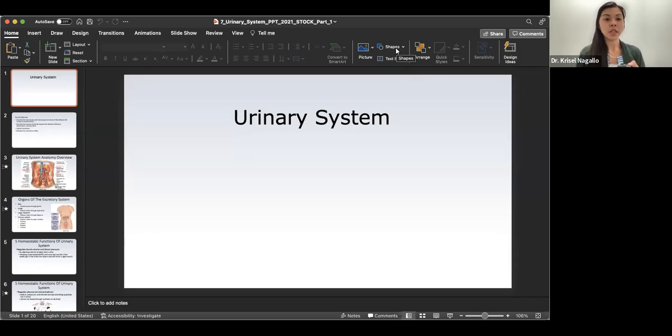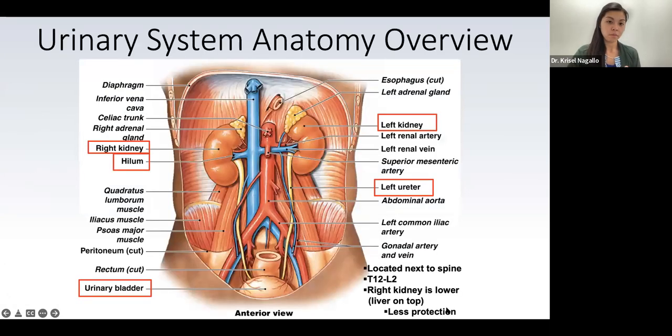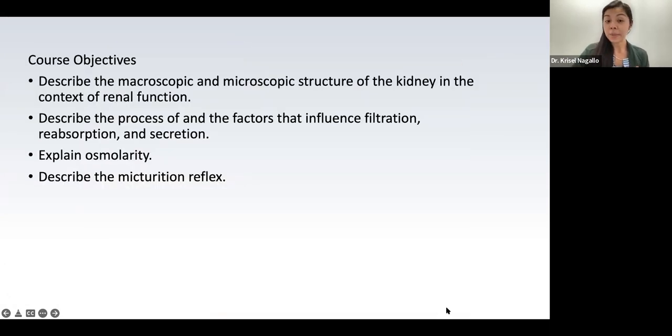This is the first lecture that we are going to have on the urinary system. On this slide is a summary of course objectives. By the time we are done talking about the urinary system, you should be able to talk about these bullet points.